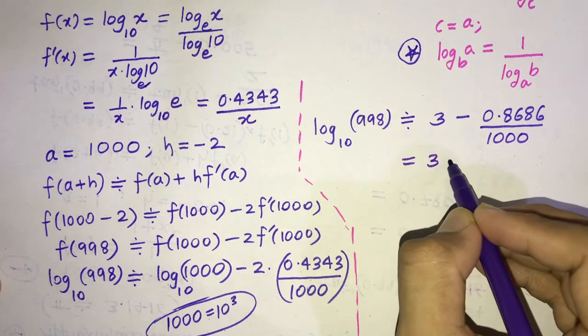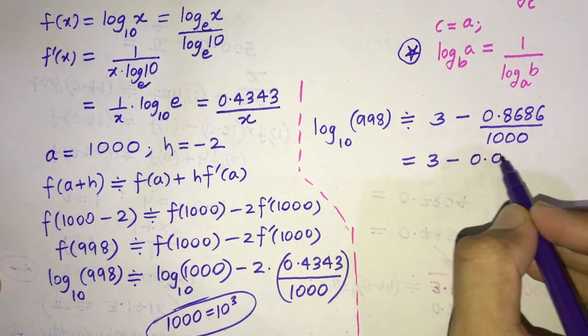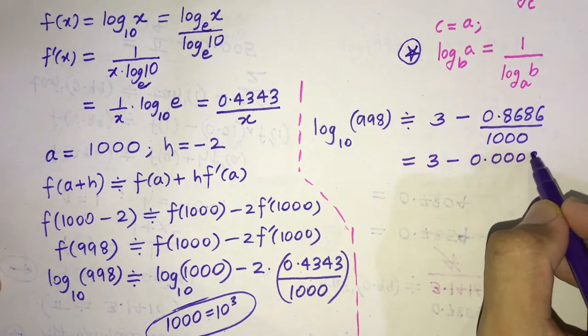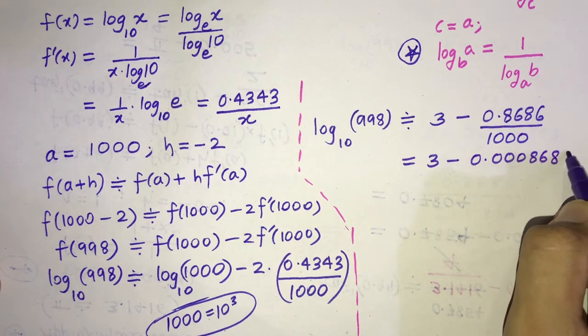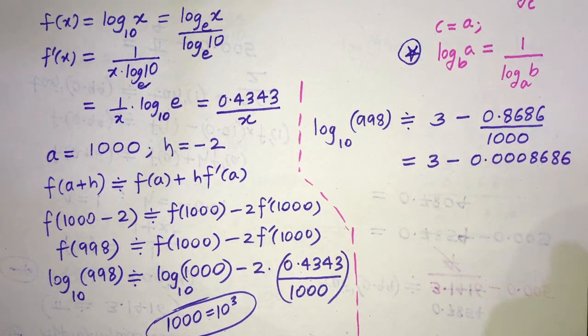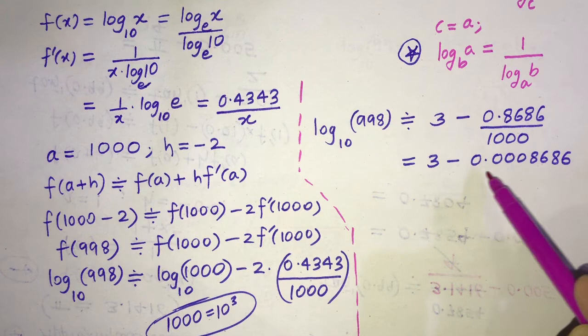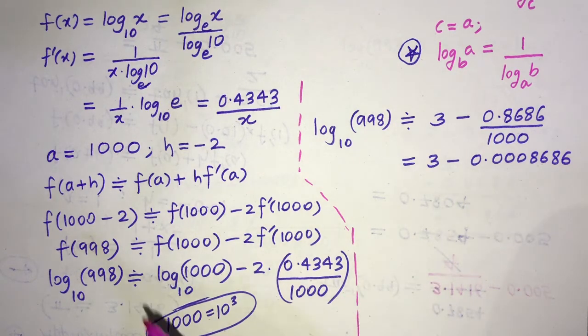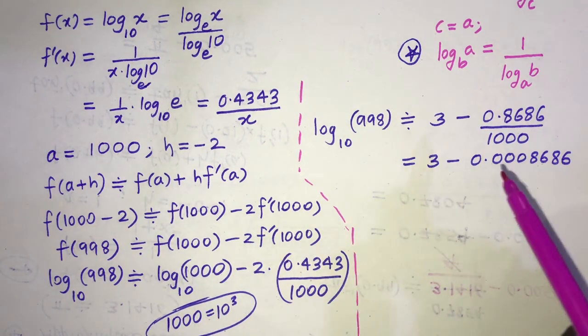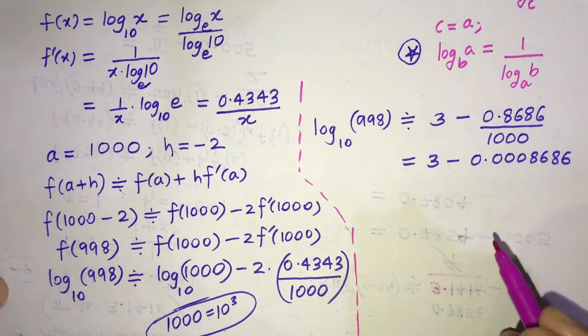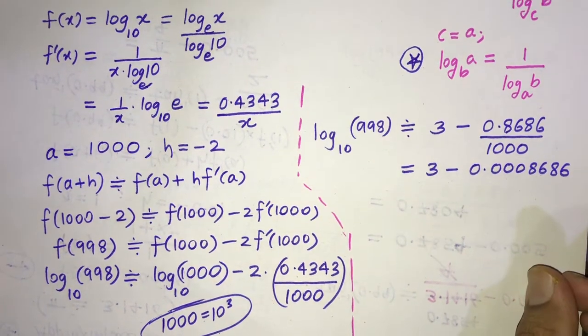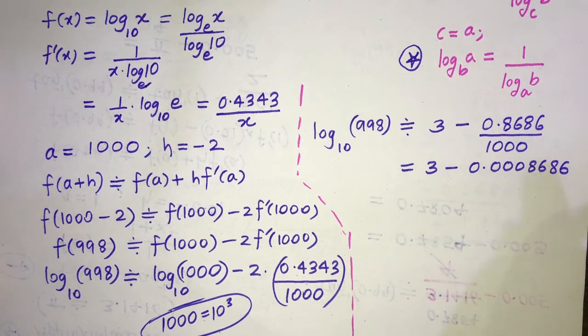We have 3 minus 0.000866. Okay, that is what we are going to get when we are dividing by 1000. 10 raised to minus 3. 3 places और shift हो जाएगा, 3 zeros और आ जाएगा, 3 places और shift हो जाएगा to the right या फिर decimal to the left. Okay, and then you can carry out this subtraction. We can carry out this subtraction.